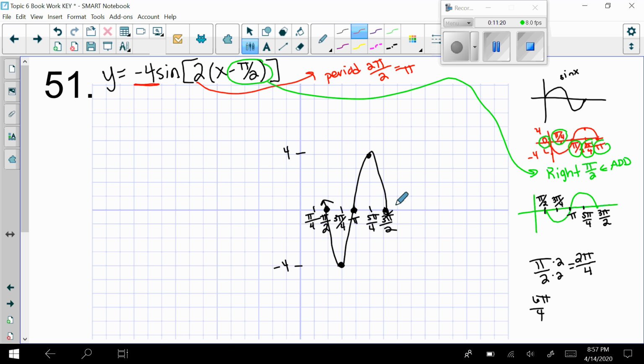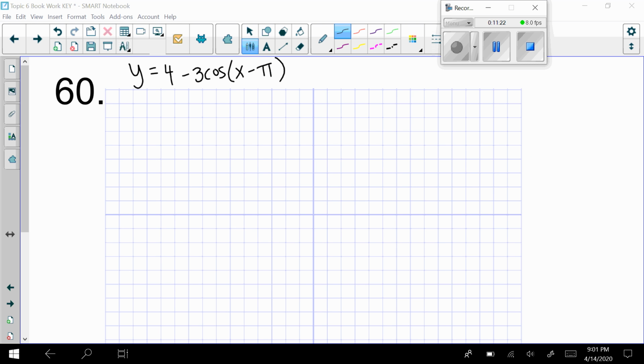Yay. Okay, next one. I would start here on this one, and I would say my regular cosine graph, starts high, goes minimum, back up. And we have now reflected this, so I'm going to take care of the -3 first. We're reflecting in the x-axis, and we have an amplitude of 3 that makes this go from -3 up to +3.